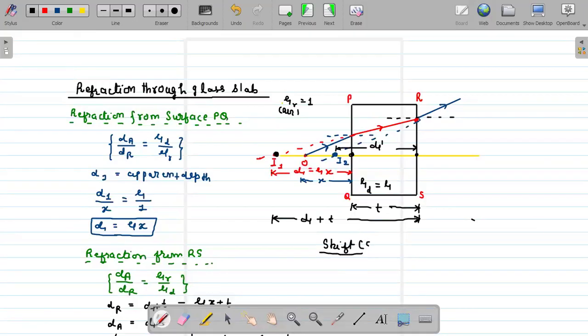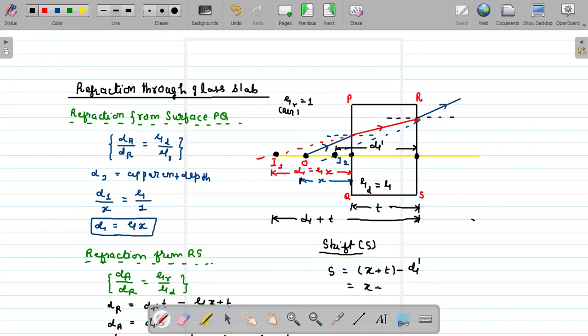So the shift S is equal to the distance of this object O from this surface RS, which is x plus t. The distance of the object O from RS is from here to here, and this distance is x plus t. Then minus the distance of the final image I2 from this surface RS, which is d1 dash.